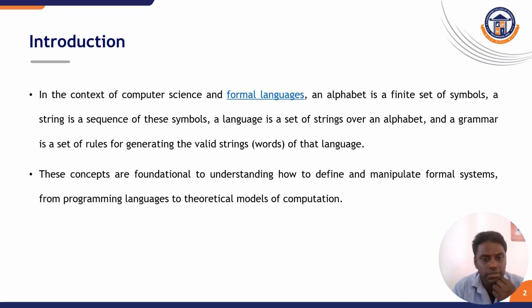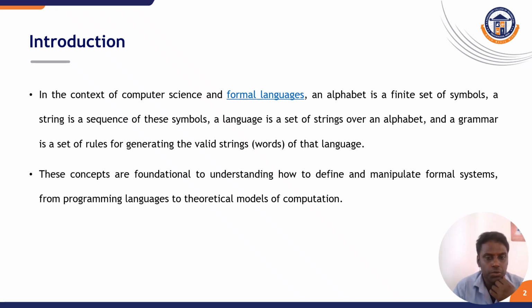In the context of computer science and formal languages, formal languages refers to the languages that are used to give instructions to the computers. We have an alphabet. An alphabet in finite automata represents a set of symbols; we will discuss it in an elaborated way in the next slide. A string is a sequence of symbols. With the help of an alphabet we create strings. A language is a set of strings over an alphabet; the possible strings that we can form over an alphabet make up the language. A grammar is a set of rules generating the valid strings of that language.